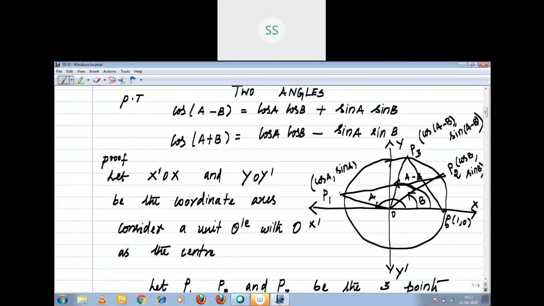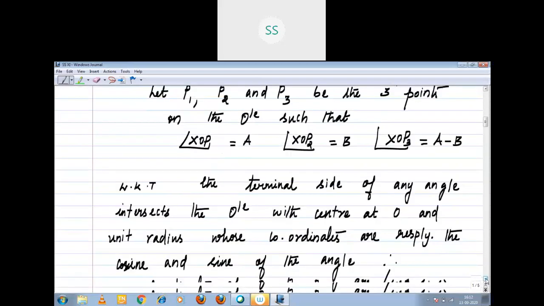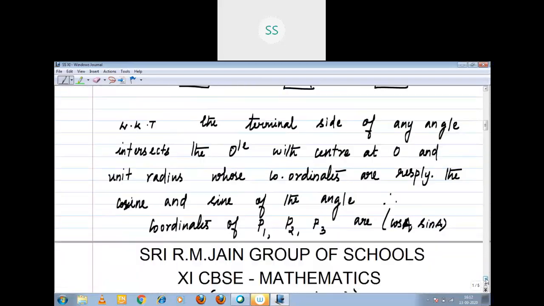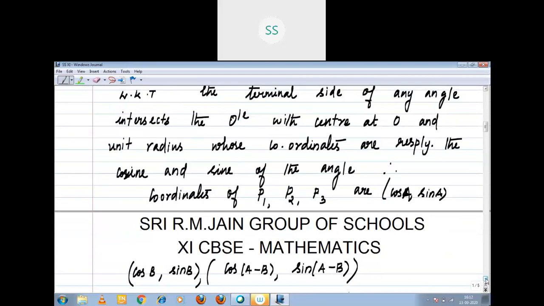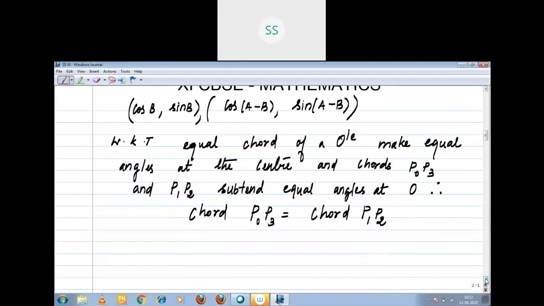P1P2 means which 2 points you want to take? Cos A, sin A and cos B, sin B. P0P3 means which 2 points you have to take? Cos(A minus B), sin(A minus B) and (1, 0) for that. Chord means it is a line segment, the distance between the points. Formula we are going to use: what is the distance between the 2 points? Yes, very good. Square root of (x1 minus x2) the whole square plus (y1 minus y2) the whole square. Got it, children?